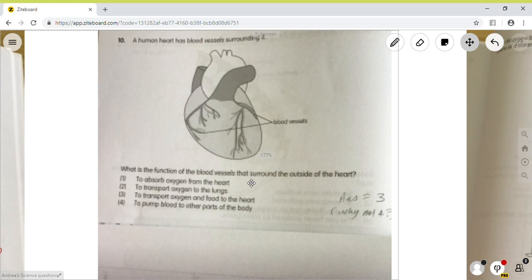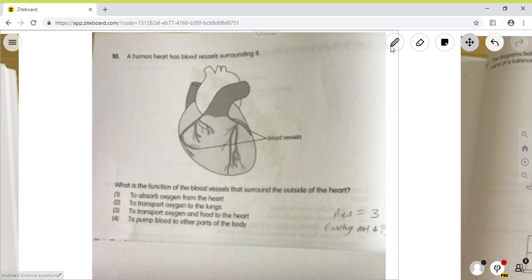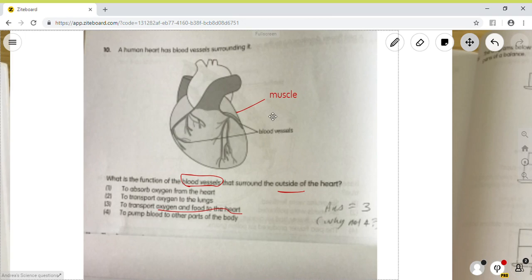Okay. So what is the function of the blood vessels that surround the outside? The blood vessels outside are just to supply oxygen and food to the heart, to the muscle. Yeah, the heart, because the heart is a muscle. The heart is a muscle by itself. So muscle will need food and oxygen, right? Yeah. So the blood vessels supply the food and oxygen to the muscle, which is the heart.